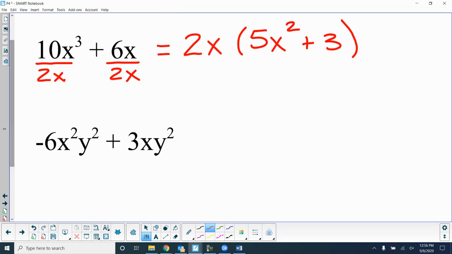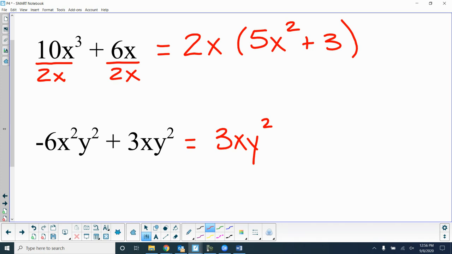Okay, second one now. Is there a GCF? Nick, is there a GCF there? 3x and 1. 3xy squared, yeah. Both of these have a y squared, right? Sometimes you'll get an exponent with one of your variables for a GCF. That's okay.